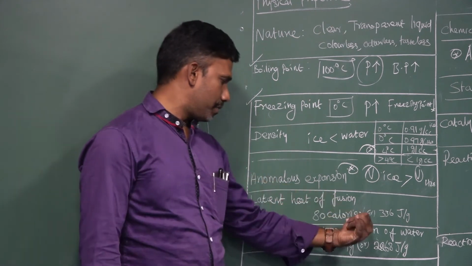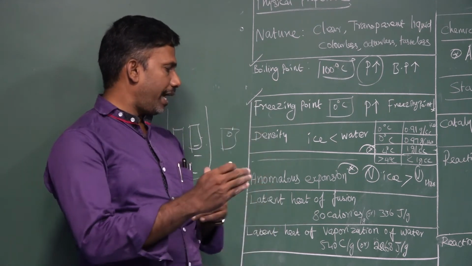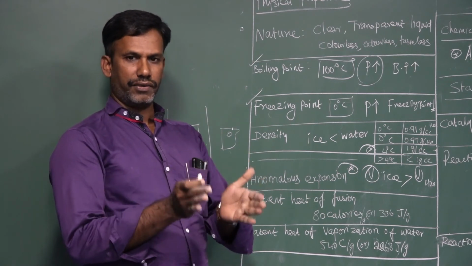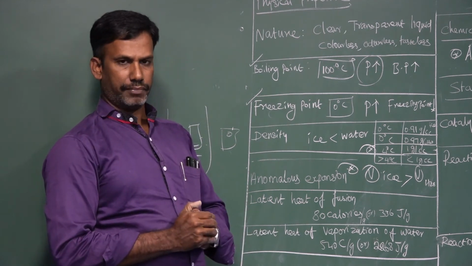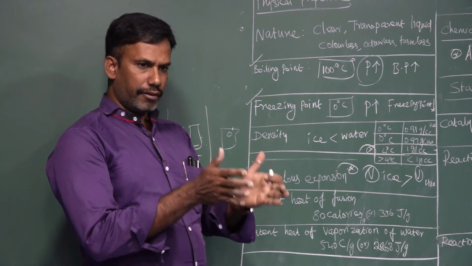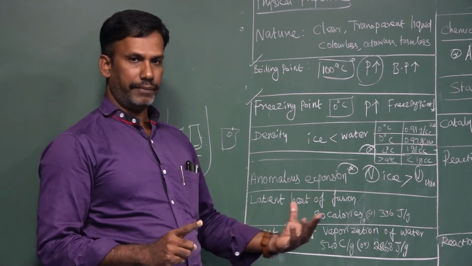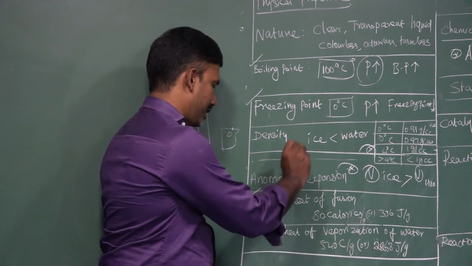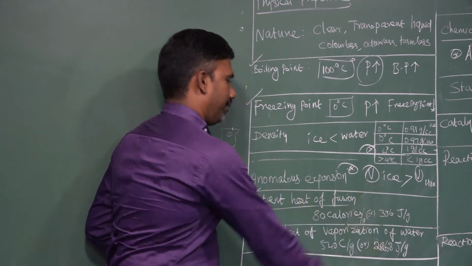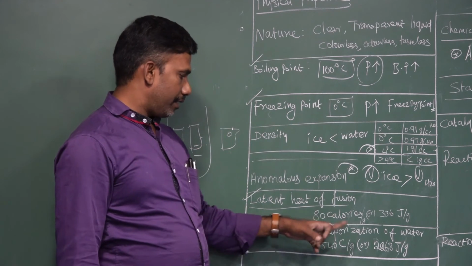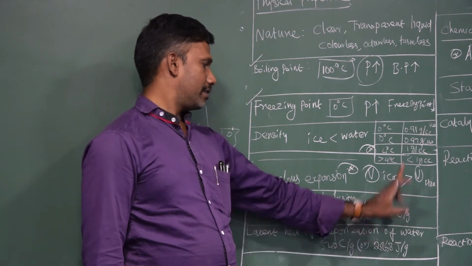What is called latent heat of fusion is nothing but this: when an ice cube at 0 degrees Celsius is fused, there is no rise or fall in temperature. If we keep a thermometer in the solid ice, there is no rise or fall in temperature for some time. Why? Because the energy is used to convert the solid ice to liquid. The amount of energy required to convert solid ice to liquid is called the latent heat of fusion. That value is 80 calories per gram, or 336 joules per gram.